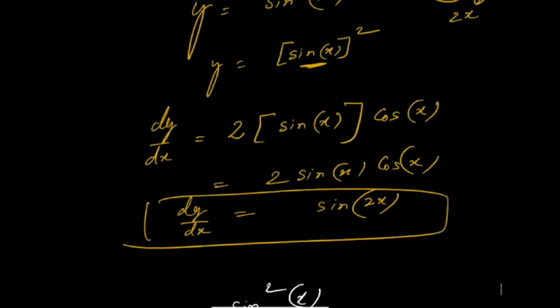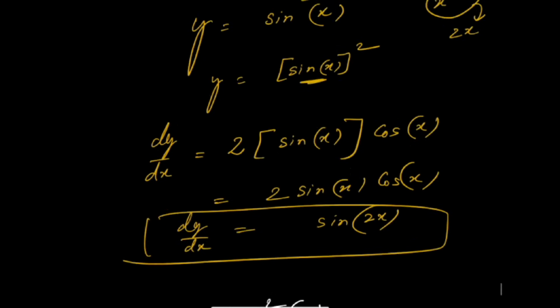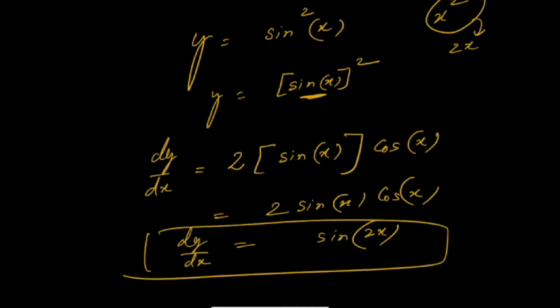Here, what did I do? I directly applied the chain rule. Sine of x whole square was 2 sin x, but in place of x we have sin x, so I have to take the derivative of sin x and multiply. It is cos x, and I multiplied it. So at the end, I got 2 sin x cos x, but 2 sin x cos x is sin 2x. So I got sin 2x here, correct?